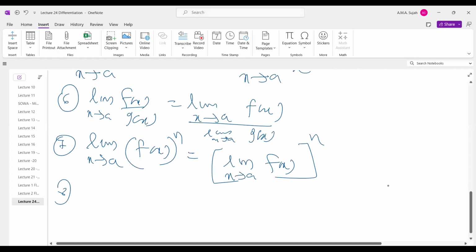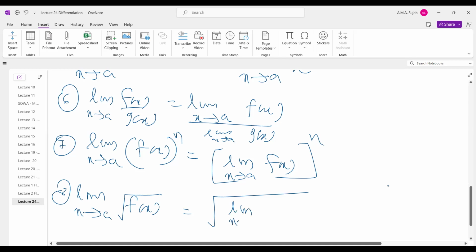Okay, the next one: limit as x approaches a of f of x, the whole thing to the power of a square root. Then we can put the square root of the limit as x approaches a of f of a. These are the 8 rules we discussed, right? So just revise the things. Go through the slides to understand those things. Last one, we discuss another rule, right?